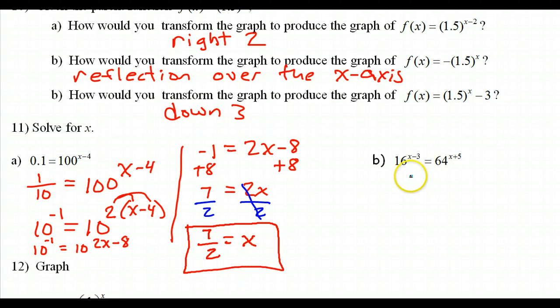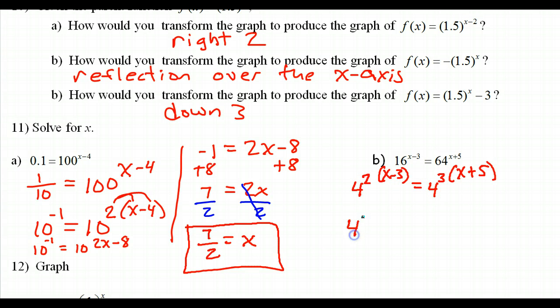Okay, looking at B. Again, we need these bases to be the same. I'm going to have to change both of these numbers, because you can't write 64 as 16 to a power. But what we can do is write both of these using base 4. So for example, 16 is 4 squared. And then of course I'll have my x minus 3 still. But 64 is 4 to the third power. Memorize that if you haven't already. And then I have the x plus 5. So now I have the same base. That's what I need to be able to do the problem.